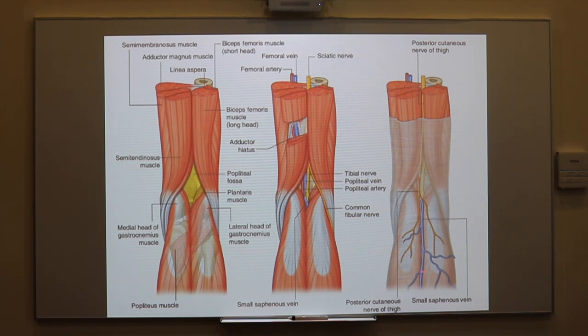And then here you can see the small saphenous piercing the roof of the popliteal fossa to enter into the popliteal veins. So these are the contents and the structures of the popliteal fossa.